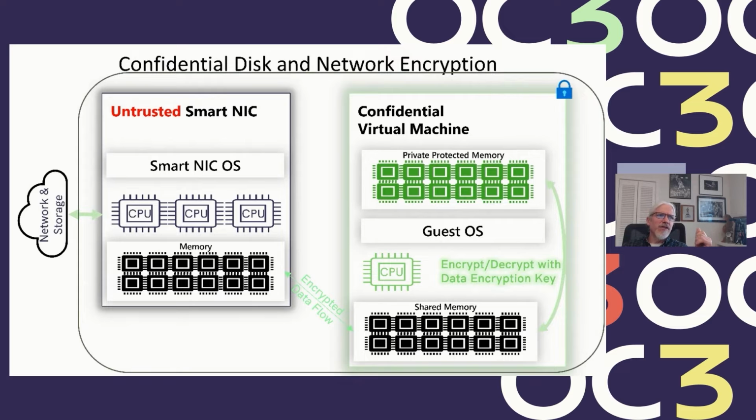On the right-hand side, we've got a very simplified confidential virtual machine with a guest OS and a CPU. And with confidential disk and network encryption, we use the in-guest CPU to encrypt and decrypt data as it's being moved from the private memory that's assigned to the confidential VM into shared memory that can be accessed by the device. But the data is already encrypted. So by the time it reaches the device and moves its way into the network and storage stack, it's already been encrypted. This is great, but it means encrypting data within the TEE.